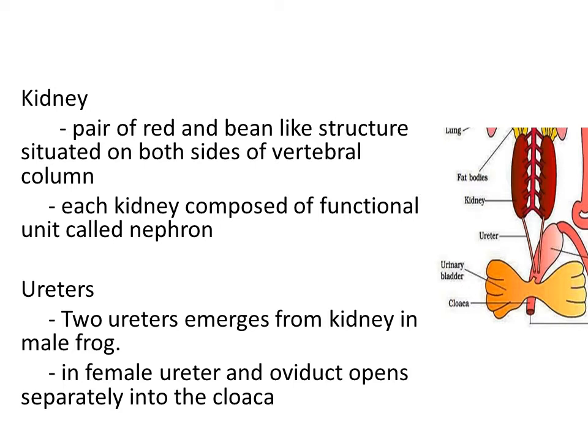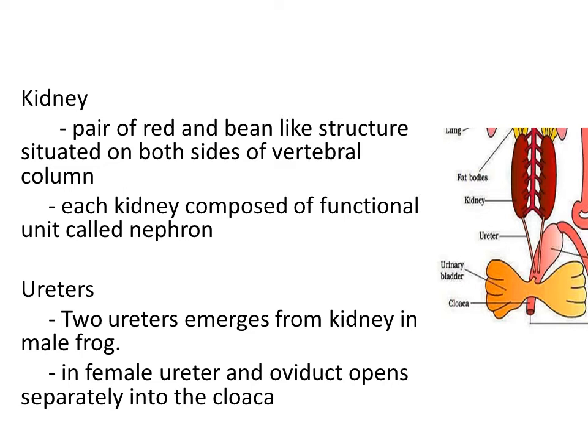So in male frog, from the kidney, a pair of ureters arises, right? Those pair of structures actually act as a urinogenital duct. The common opening is connected with the cloaca, so that is called the urinogenital duct. But in case of female, it is different. Ureter and oviduct separately open into the cloaca. What is the function of ureter? We know that in case of frog, ureter helps in the removal of waste from the kidney.